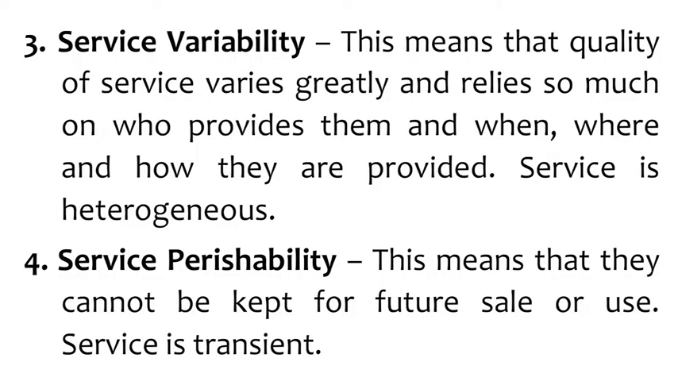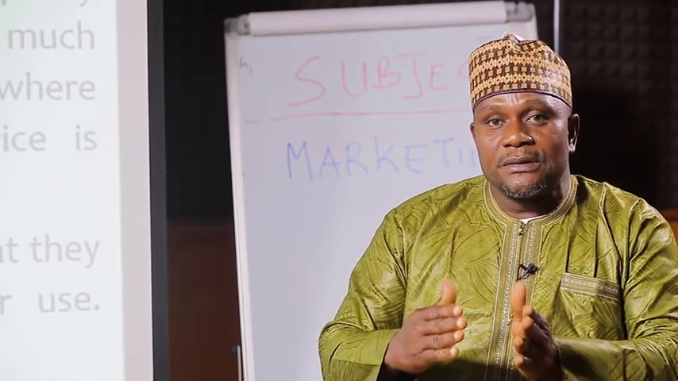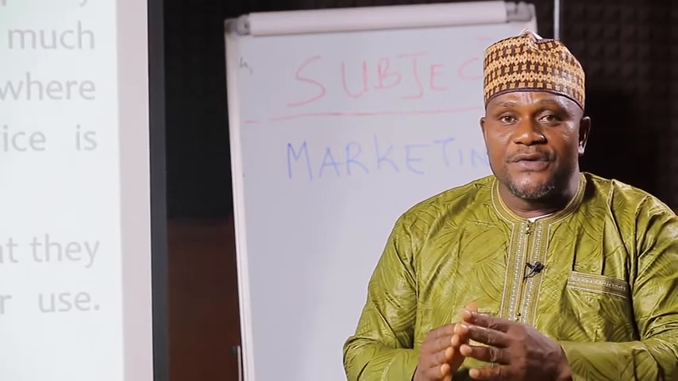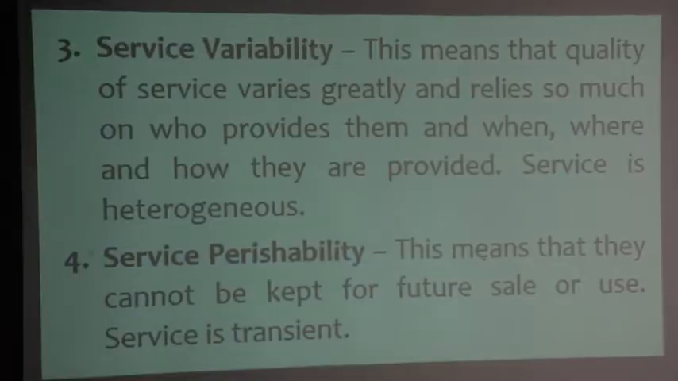Number 3, which is service variability. The way one particular service provider offers a service distinguishes from the way the other person offers its service. One hairdresser can make a hell of a difference from the other person. This means that the quality of services varies greatly and relies so much on who provides them, when, where, and how they are being provided. Service is heterogeneous, which means they are not the same thing.